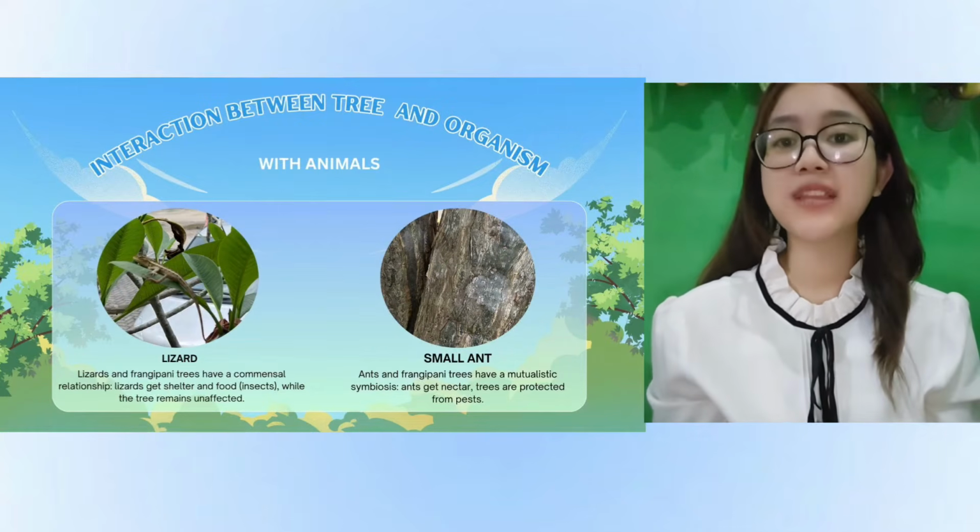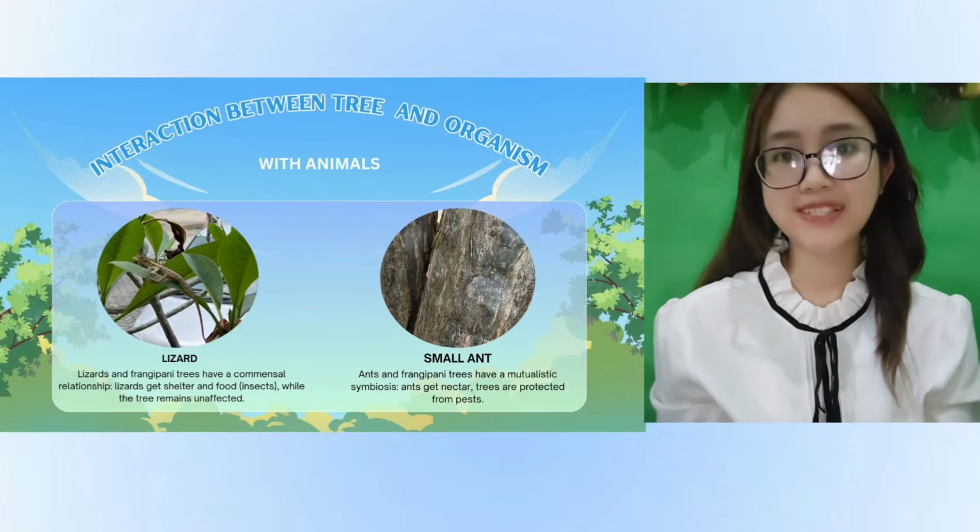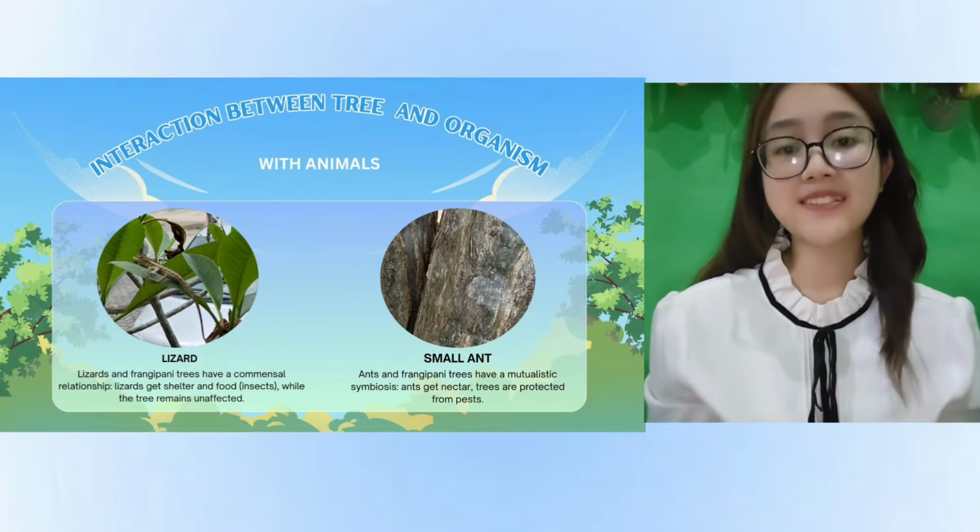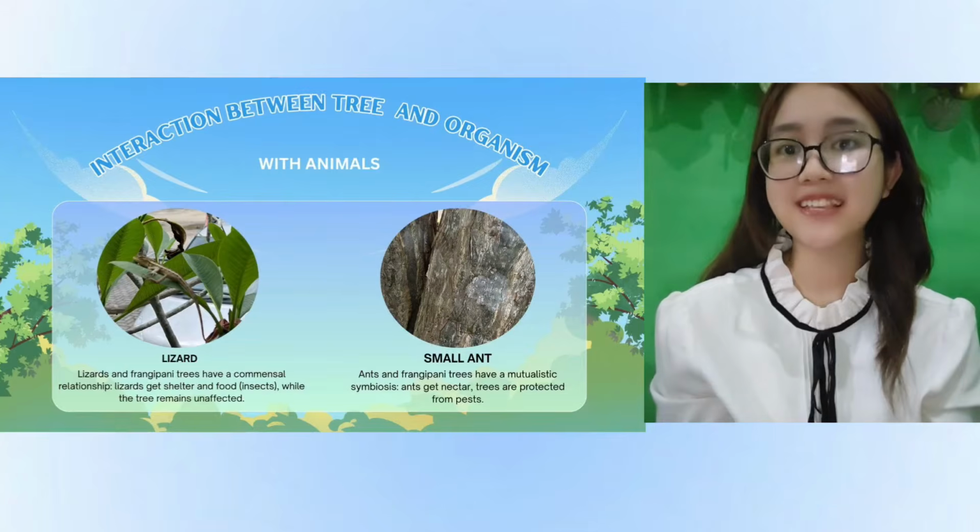Second, the interaction between ants and the frangipani tree is a type of mutualism symbiosis. The ants feed on the nectar produced by the tree, and in return, they protect the tree from pests by attacking insects that might harm it.